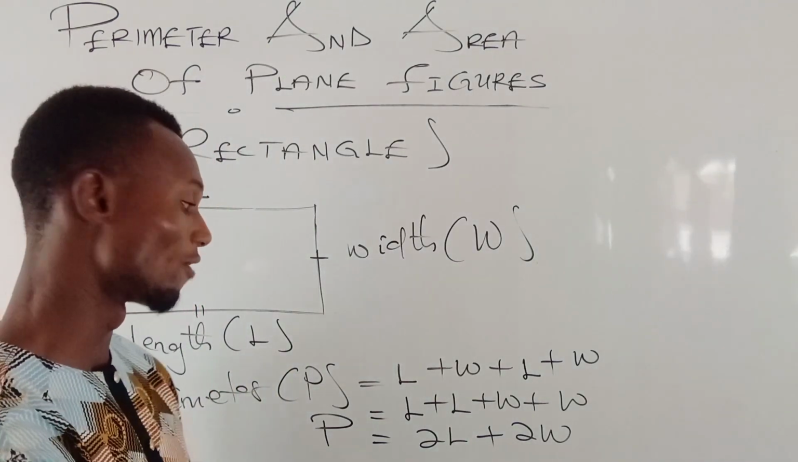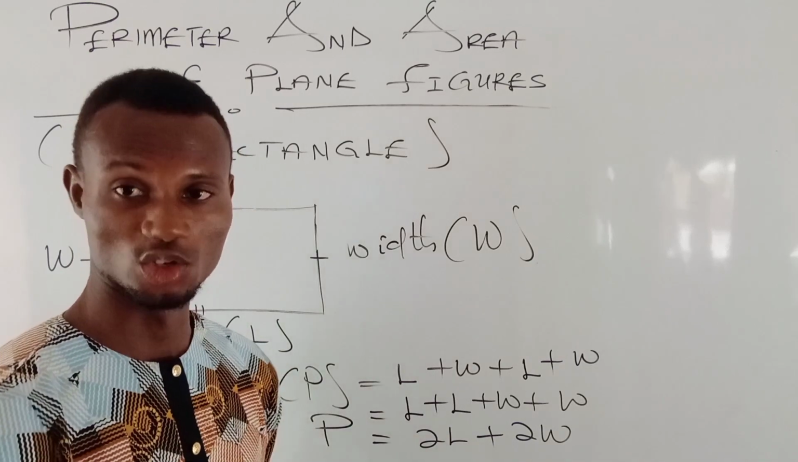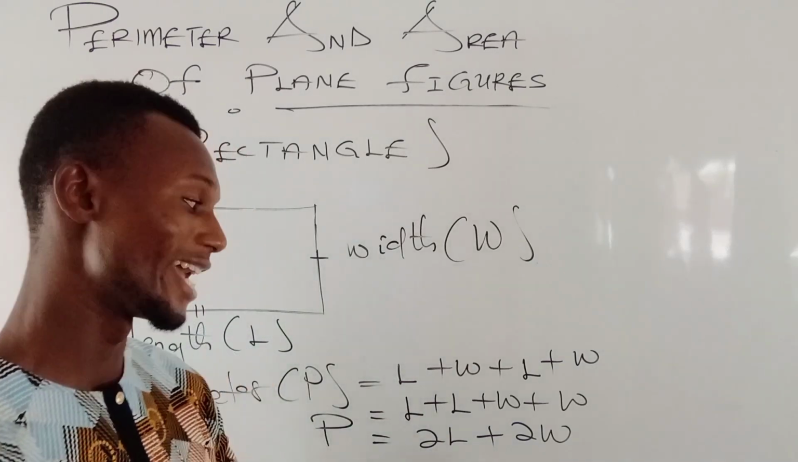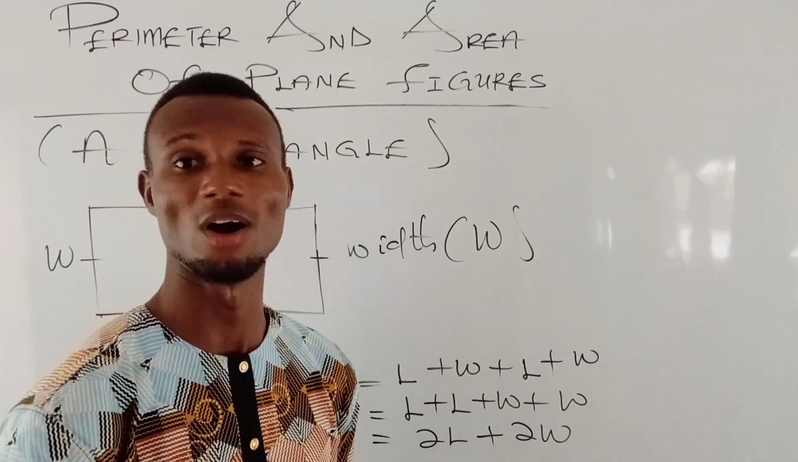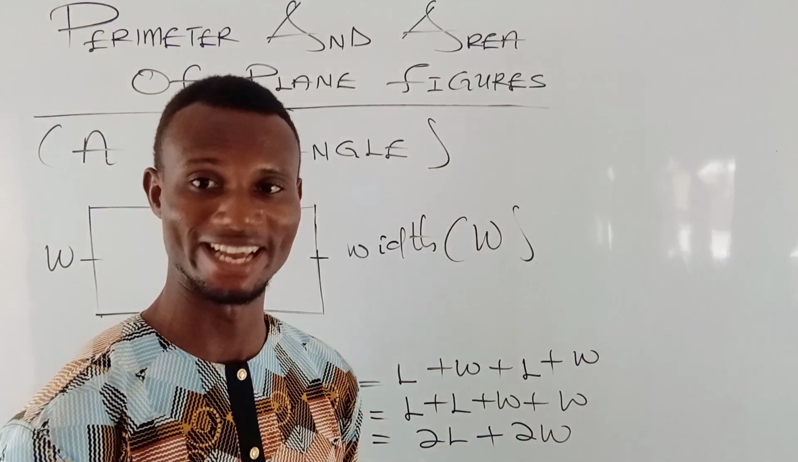So the perimeter of a rectangle is equal to 2L plus 2W, where we know that L represents the length and W represents the width of the rectangle. I hope the explanation is clear enough.